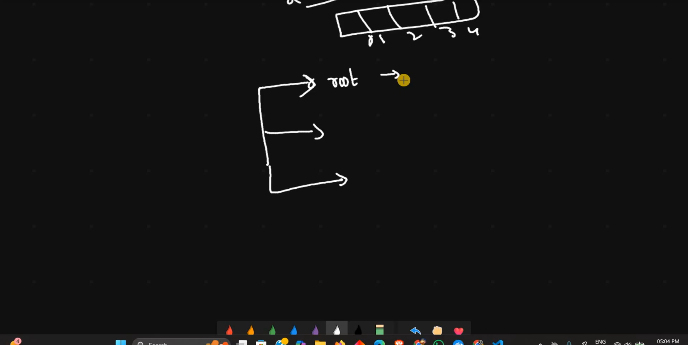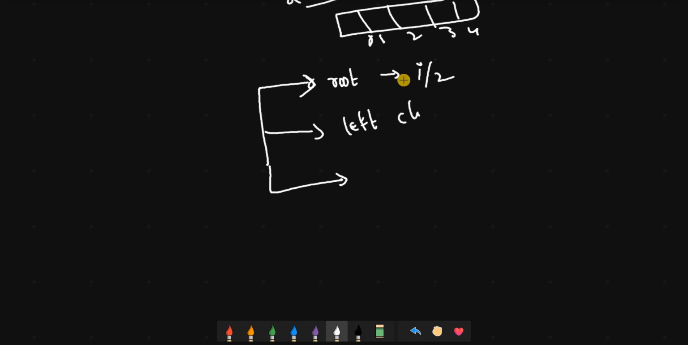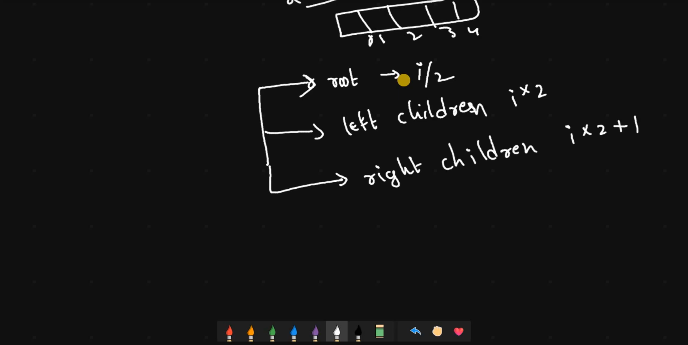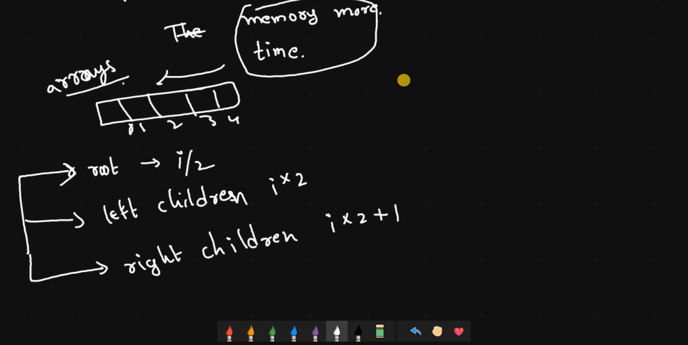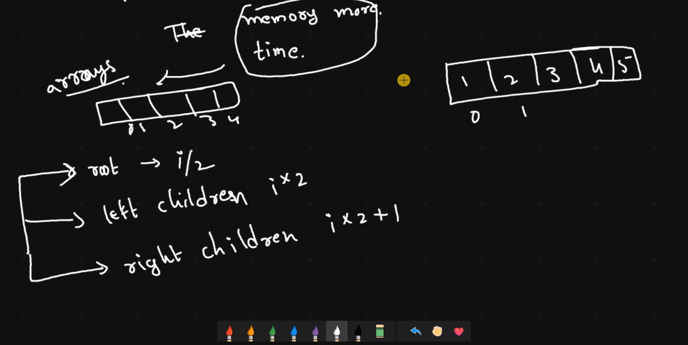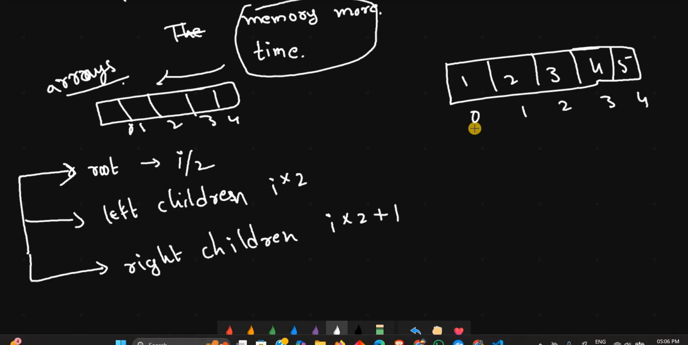To find the parent of an element we use the I by 2 formula. To find the left child we use I into 2, and for the right child I into 2 plus 1. Let's discuss these formulas. For example, I am taking an array 1, 2, 3, 4 and 5, with indexes 0, 1, 2, 3, 4. In the heap, the array indexes start from 1.